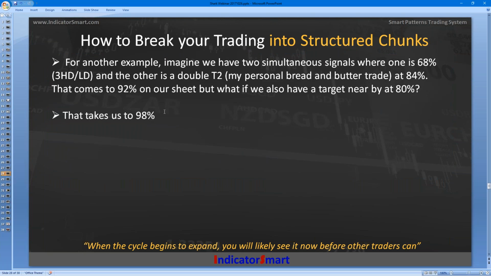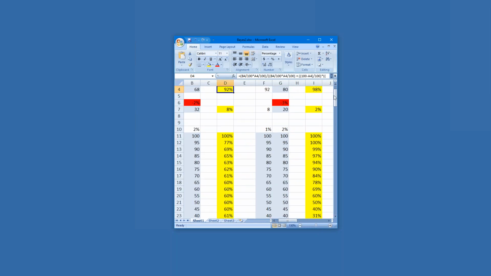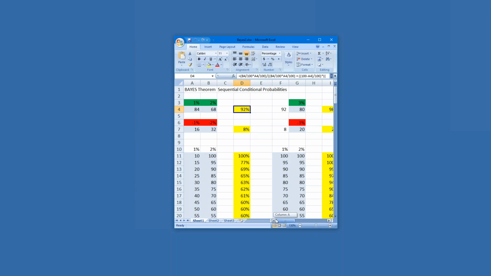Let's look at another example. Imagine we have two simultaneous signals where one is 68%, like in the 3 higher lower dot pattern that we looked at earlier, and the other is a double T2, 84%. Okay, so we got 68 and 84. That's 92%, right? Right there, 92%.